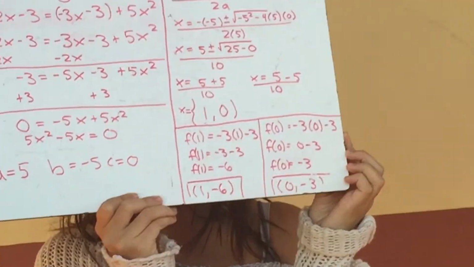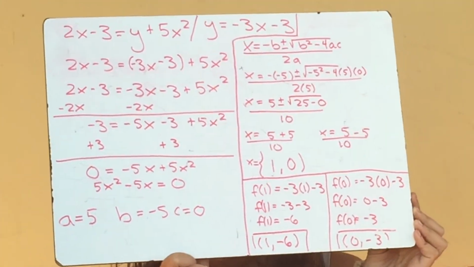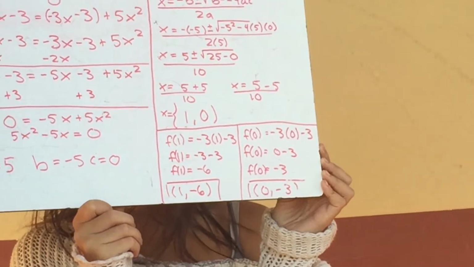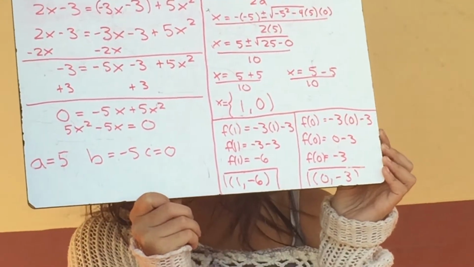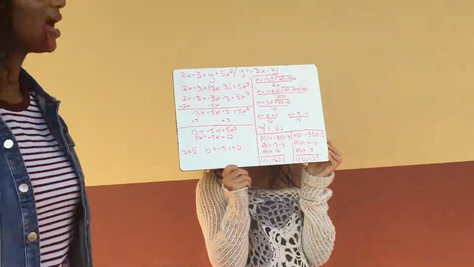So your first pair is 1, -6. You would do the exact same thing for the second pair, so you would do f of 0 equals -3 times 0 minus 3, and then you would do the work and you would get -3 as your final answer, so your pair would be 0, -3.